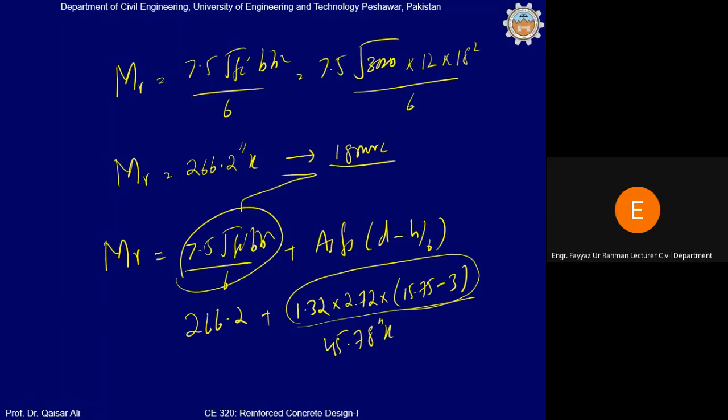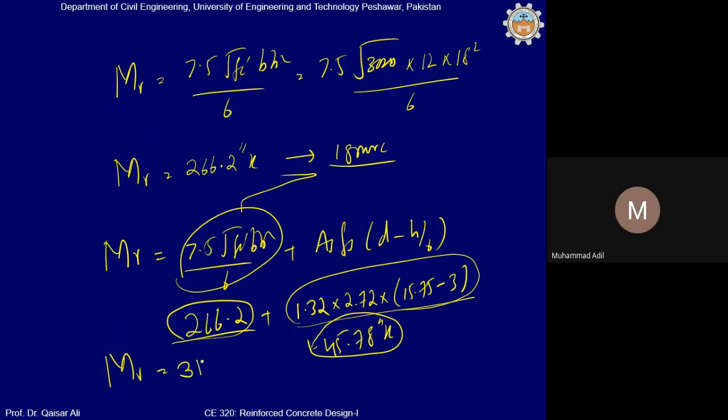So you can see in this case, even if we ignore the effect of steel, it will give you a reasonably accurate value. Clear? And 45 K-inch is very less as compared to 266 K-inch. But if you want to add the effect of steel, then the total moment resisting capacity at this stage will be equal to how much? 311.98. Okay.